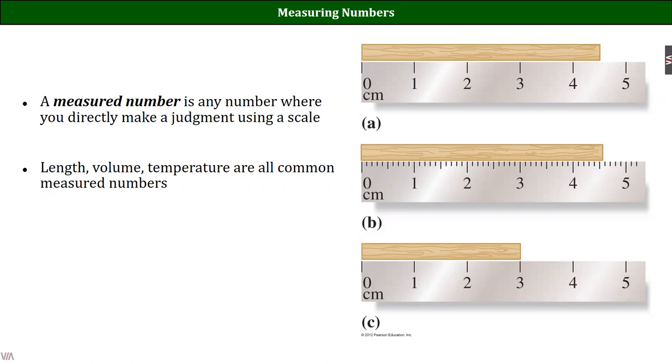Length, volume, temperature, and weight are all really common measured numbers. You can tell if it's a measured number qualitatively, and this takes some practice, but if it's a number where adding more decimal points could make it more accurate, it's a measured number. If I say this weighs 1 pound, but if I had a better way of measuring it, it might be 1.1 pounds. And I could keep going, right? Every decimal place I could add would make it a more accurate number in theory. That's going to be a measured number.